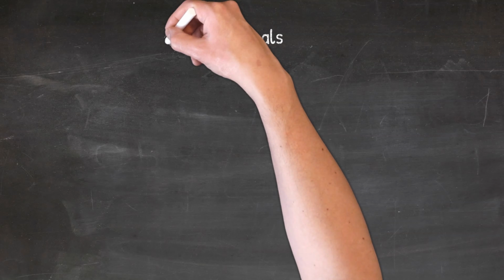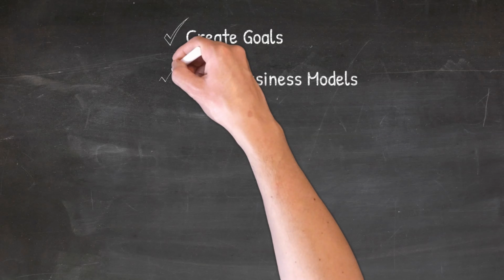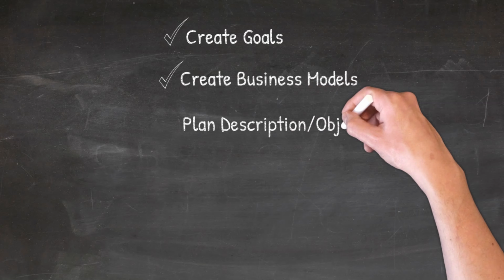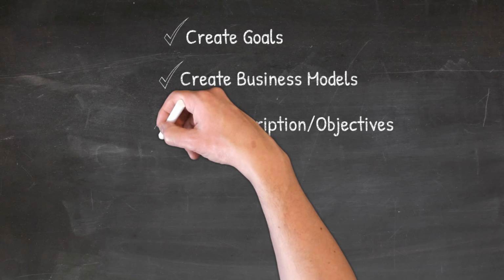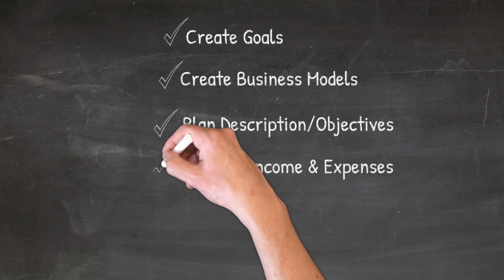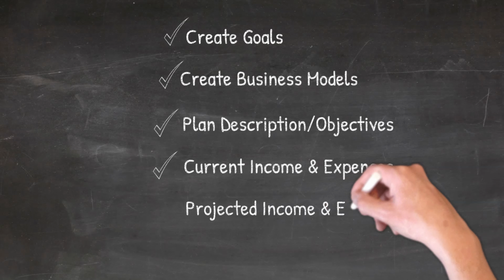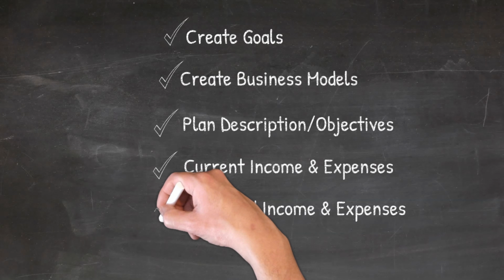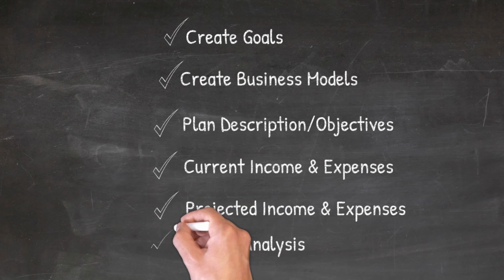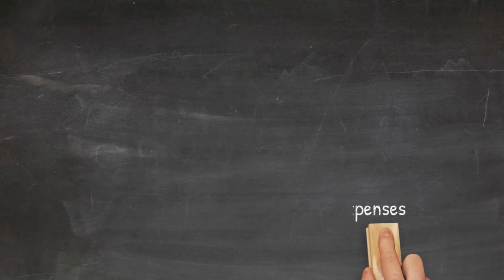So far, we've created goals, business models, plan description, objectives, documented current income and expenses, projected future income and expenses, and created a market analysis. Now, we're moving on to the operating and financial plan.